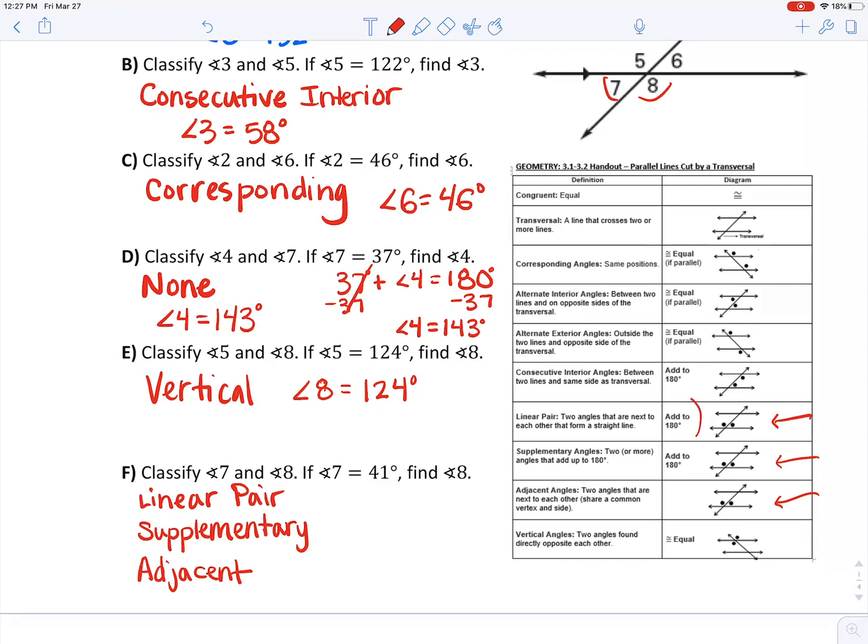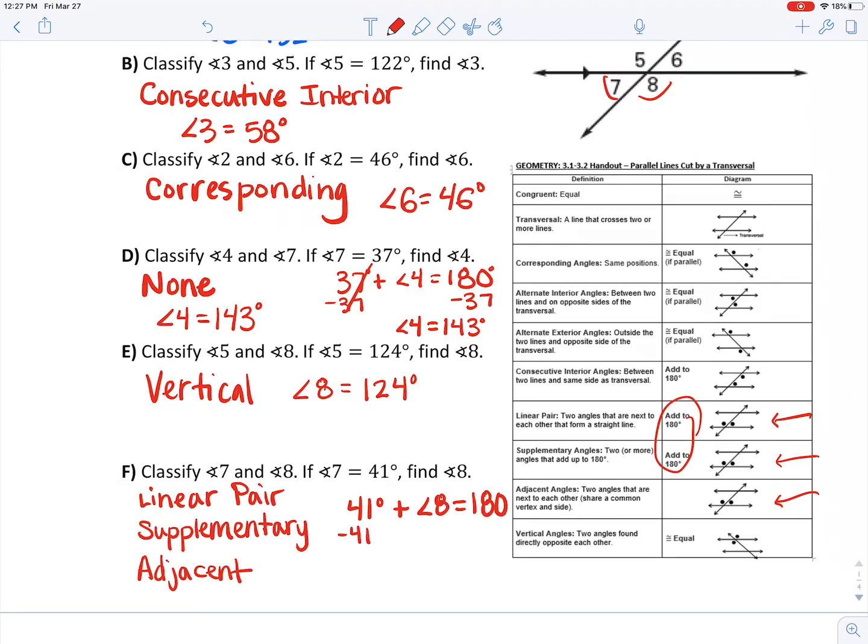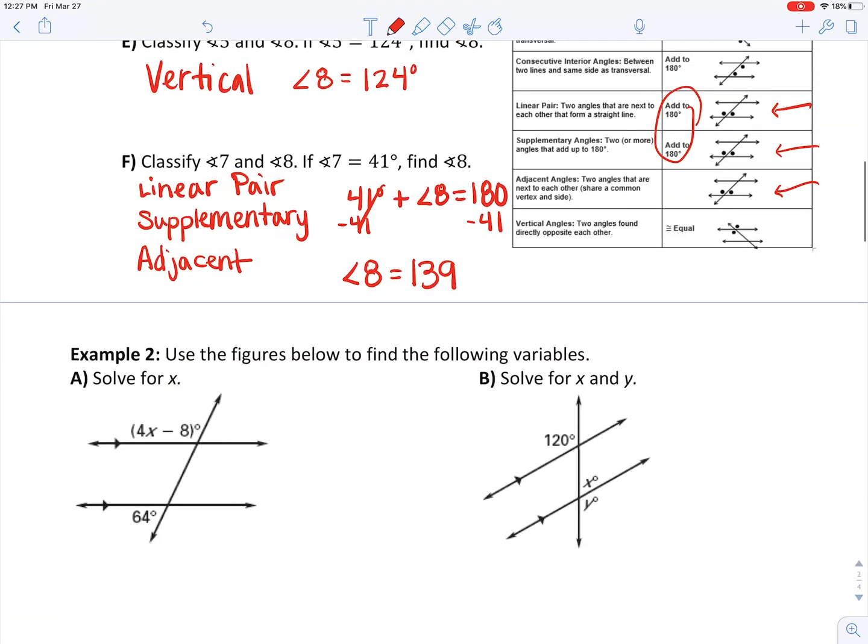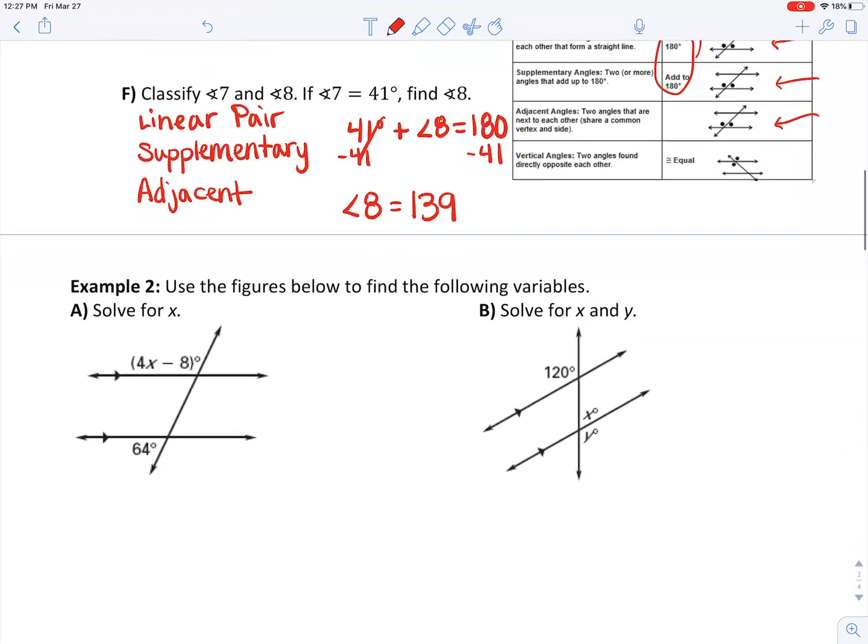Okay, what I know about linear pair and supplementary is that they add to 180 degrees. So if angle 7 is 41, angle 7 plus angle 8 is equal to 180 degrees. Solving for angle 8, we get that angle 8 is 139 degrees. All right, that is the front side. Let's take a look at the back side.